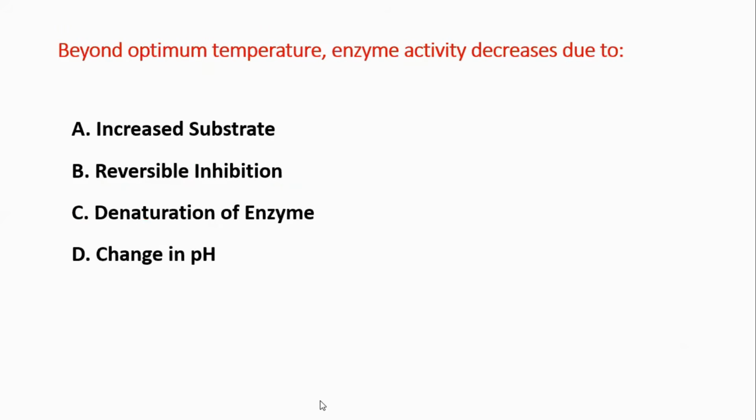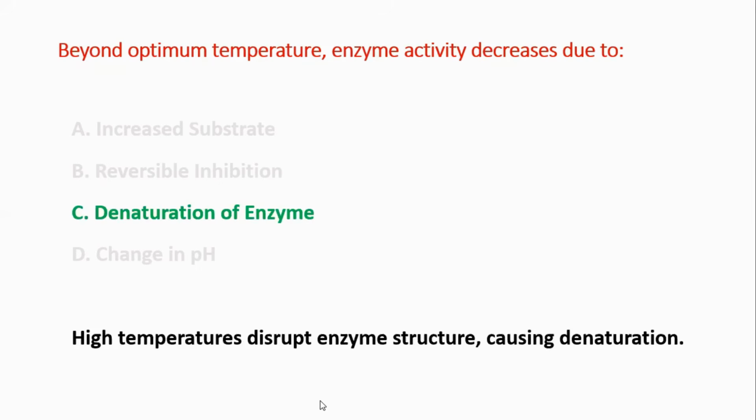Beyond optimum temperature, enzyme activity decreases due to, and the options are increased substrate, reversible inhibition, denaturation of enzyme, change in pH. If heat generally speeds up reactions, then why does enzyme activity suddenly fall after a certain temperature? What's happening to the enzyme molecule there? And the right answer is denaturation of enzyme. High temperatures usually disrupt enzyme structure and cause denaturation.